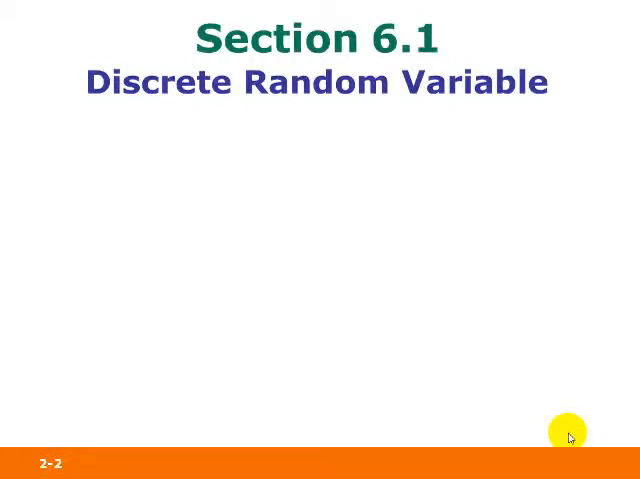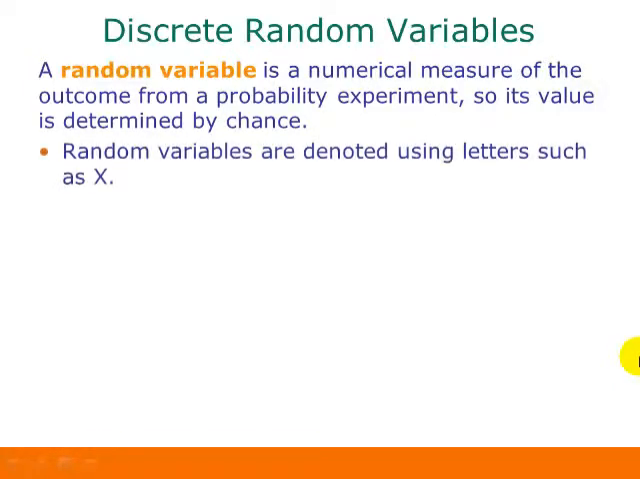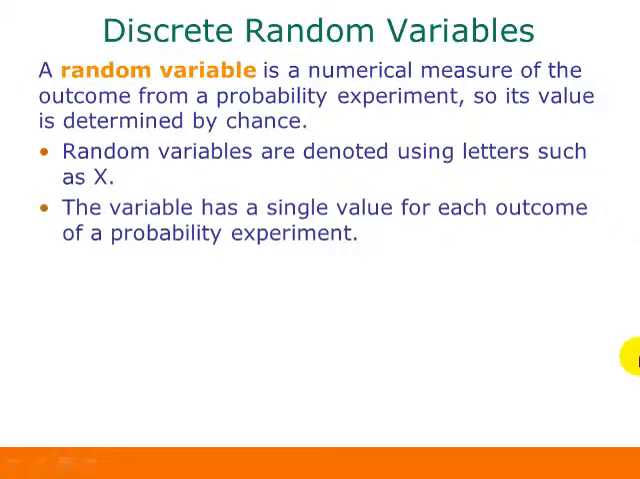The first section in this chapter is about discrete random variables. A random variable is a numerical measure of the outcome from a probability experiment, so its value is determined by chance. Random variables are denoted using letters such as x. So these are variables just like you would have talked about in algebra, x, y, z, and so on. The variable has a single value for each outcome of a probability experiment.